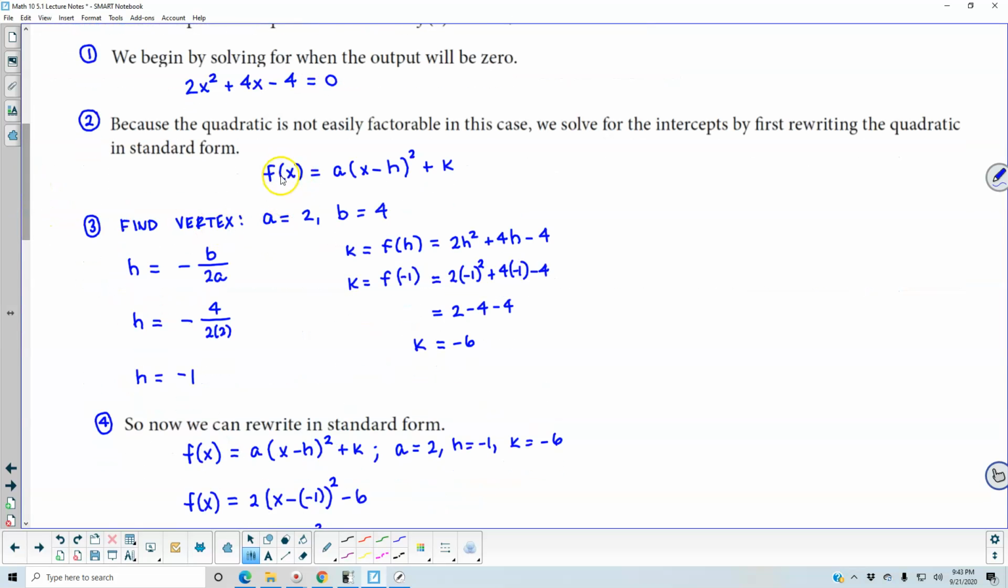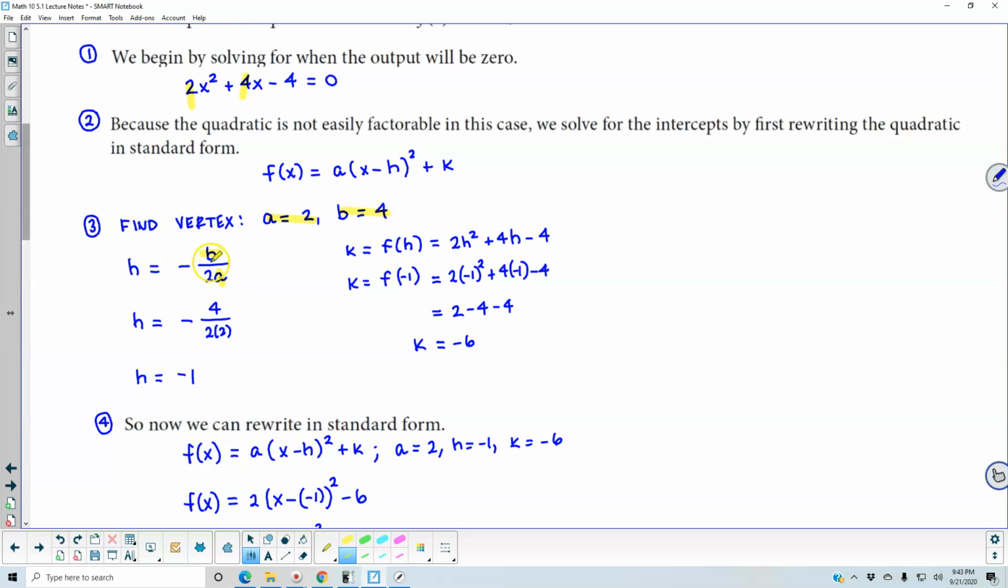So standard form, f of x is going to equal a times x minus h squared plus k. So the first thing we need to do is find what a represents in step 1 and what b represents in step 1. We know that a represents positive 2, so we know a is 2. We know that b represents 4. And then we're going to plug it into our formula for h.